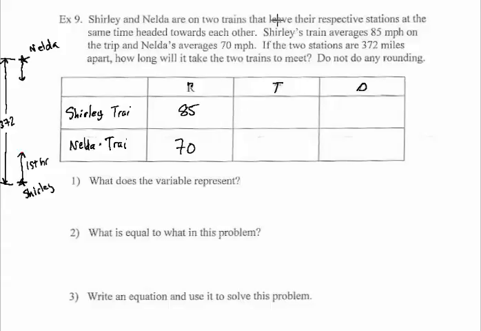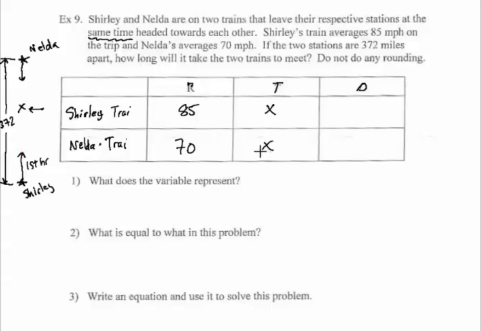Now, they're headed towards each other, and they leave the station at the same time. Shirley is going to cover more distance than Nelda, and so maybe they meet right here, a little closer to Nelda's station than Shirley's. But when they reach this point, they will have traveled the same amount of time. So in the t column, we put x's here.